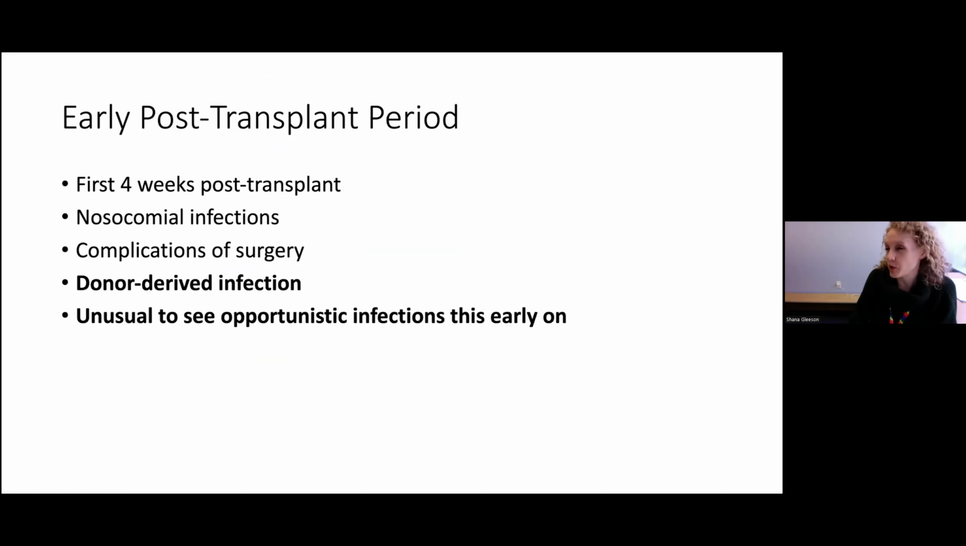And it's not super common to see opportunistic infections this early on after induction immunosuppression. So if you are seeing it, that could actually be a clue. Could it be a donor-derived opportunistic infection as opposed to just a randomly happening OI?